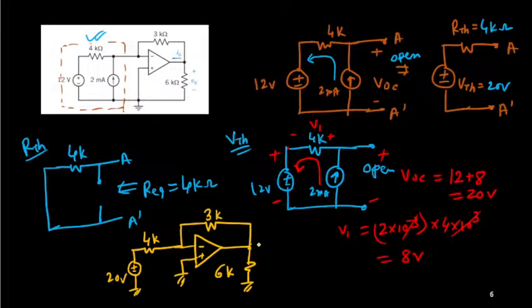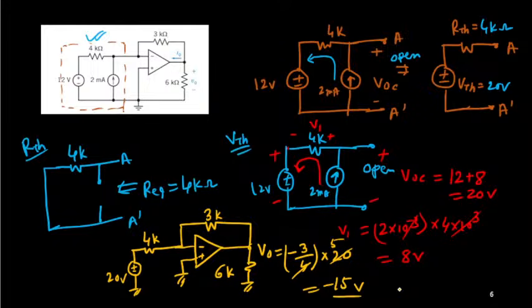So what is the output? This output is simply minus RF by R1, minus 3 by 4. This is the gain, multiplied by the supply voltage, that is 20. So 4 into 5 is 20, so this is your minus 15 volt. The same thing we have got. So you can use the superposition principle, you can use Thevenin, you can use source conversion, whatever it is. In many ways you can solve the problems. Good, very good. Next one.